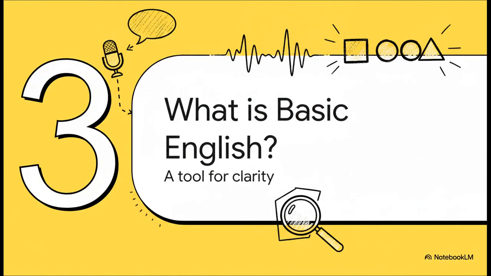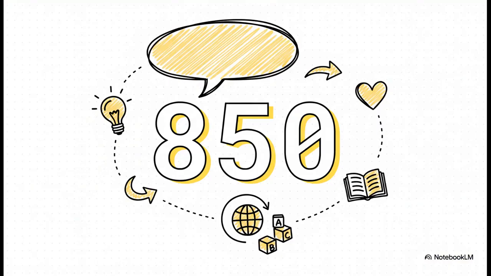Well, that list is the heart of a whole system called Basic English, and it is a really fascinating concept. It's this powerful tool that was designed for one thing and one thing only, making communication crystal clear. And the magic number behind it all is 850. That's the key. Basic English is basically a stripped-down, super efficient version of English that's built on a core vocabulary of just 850 words. That's it.